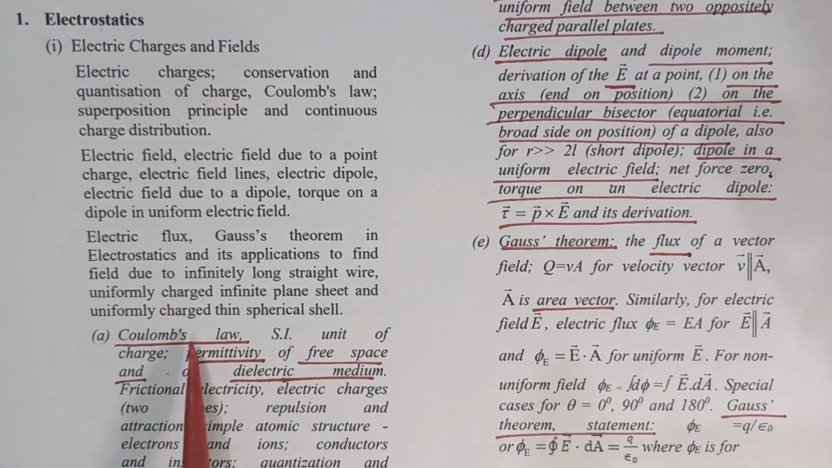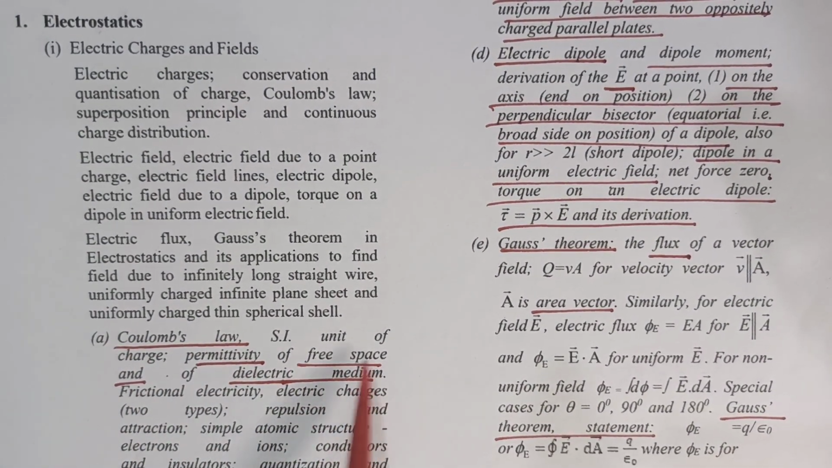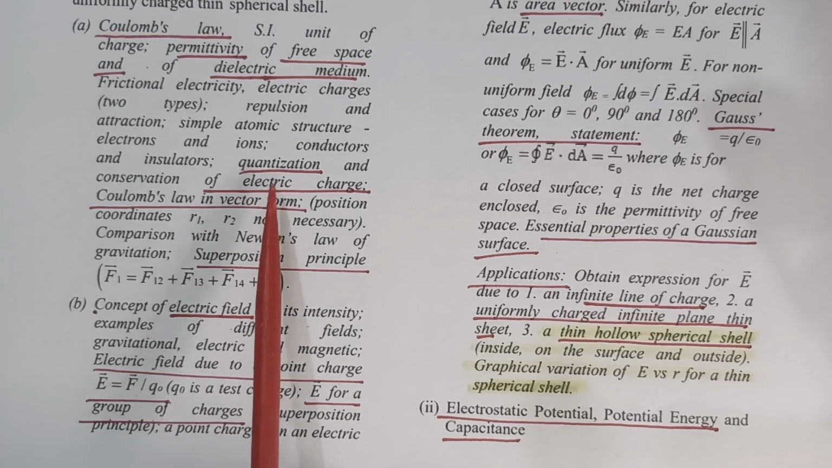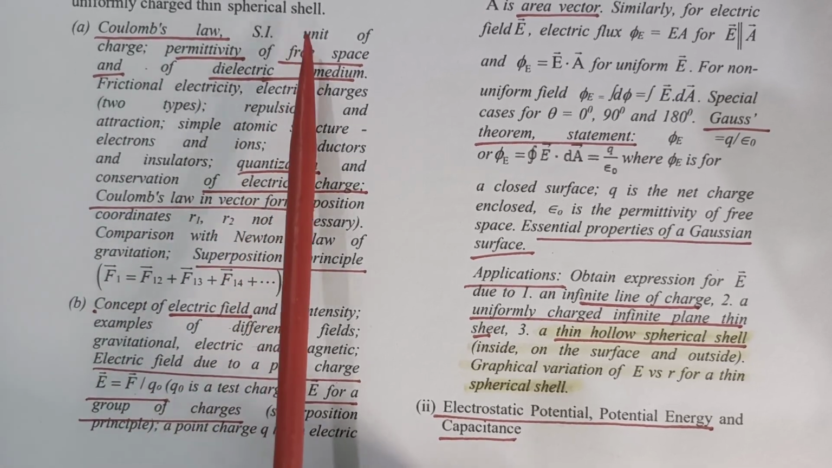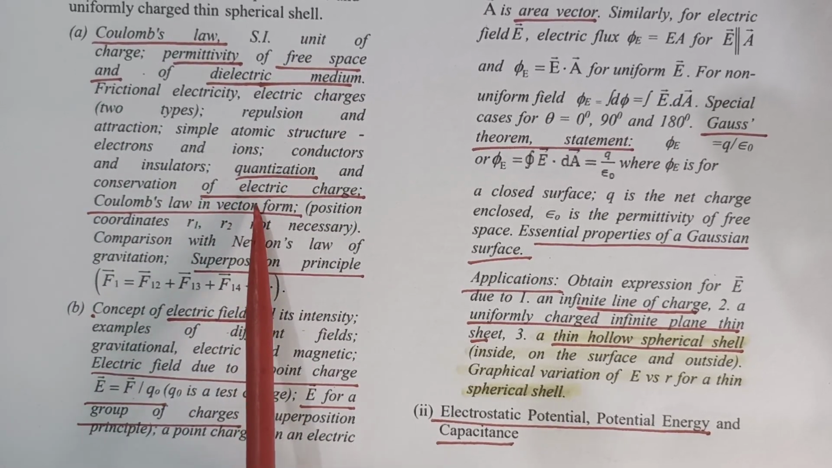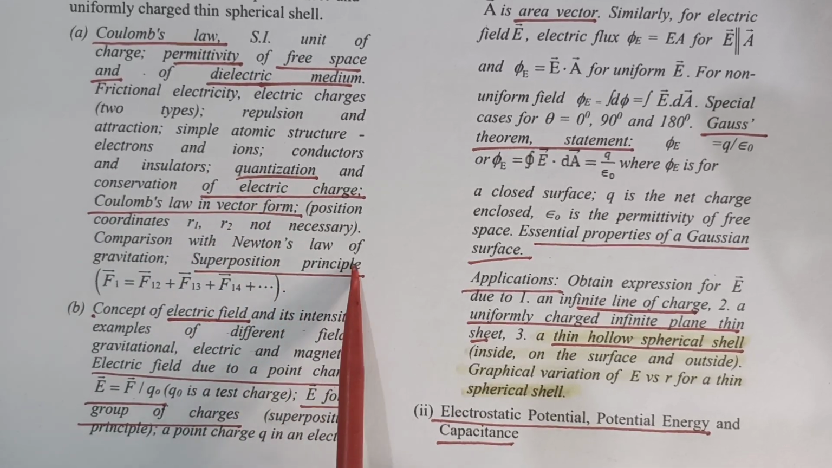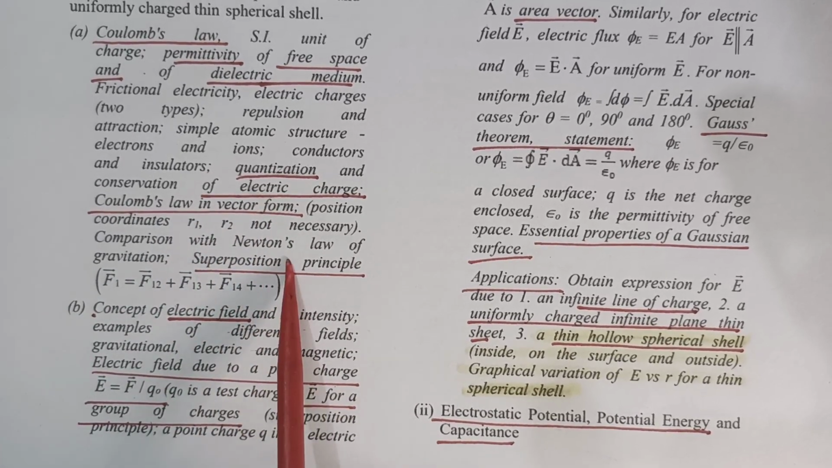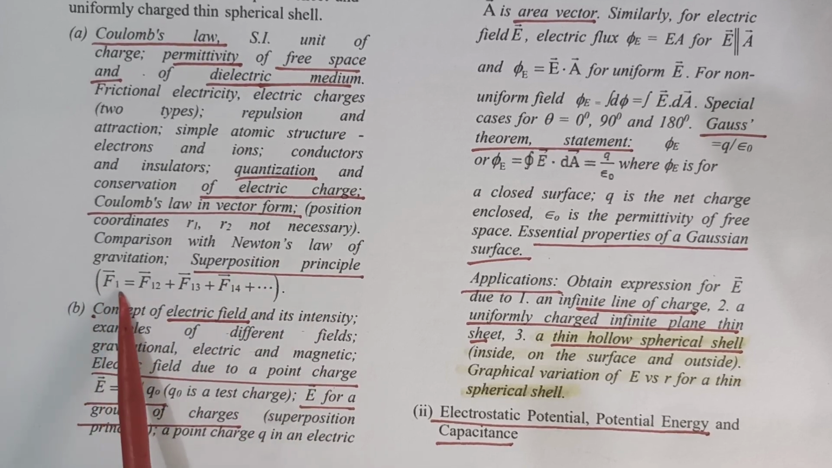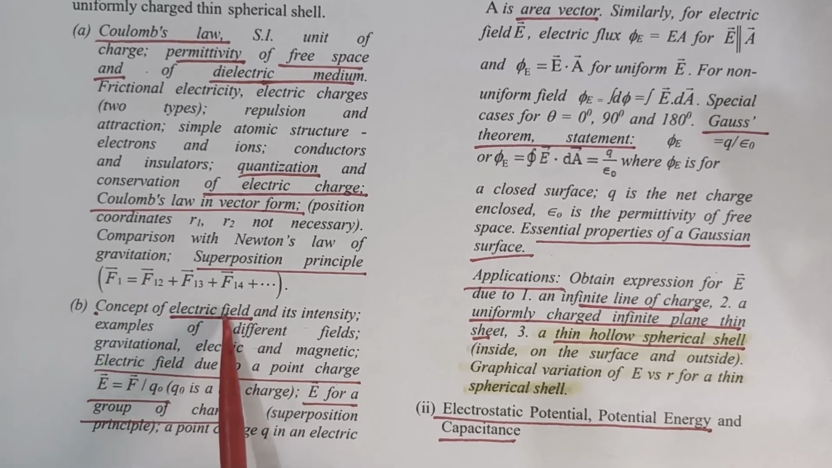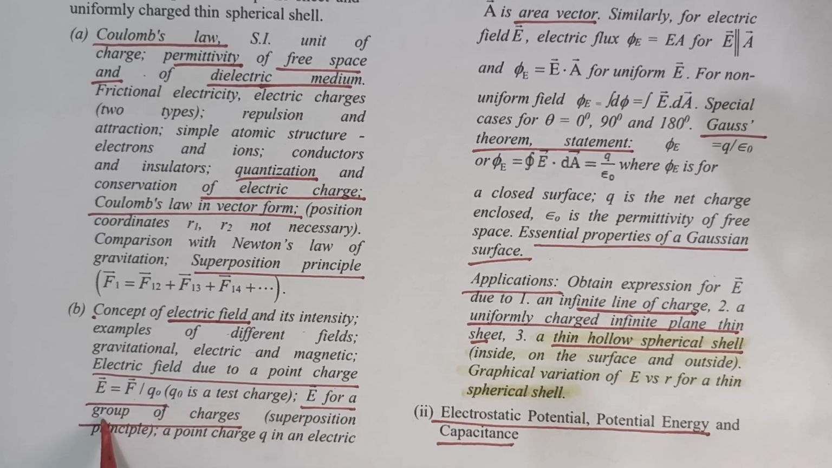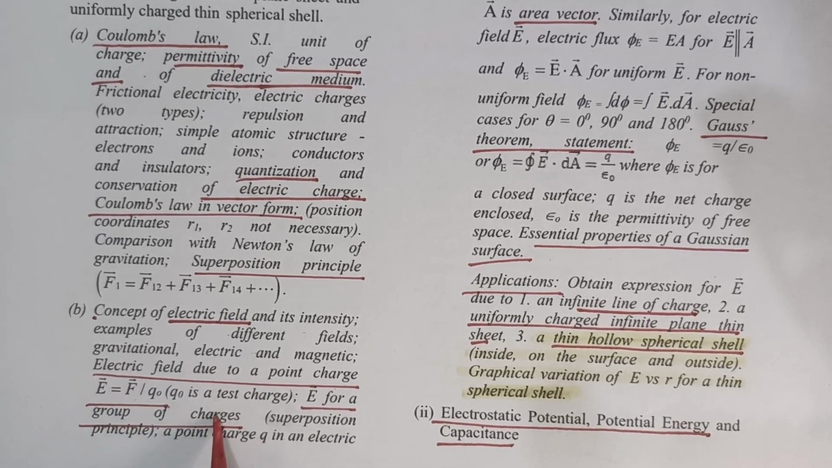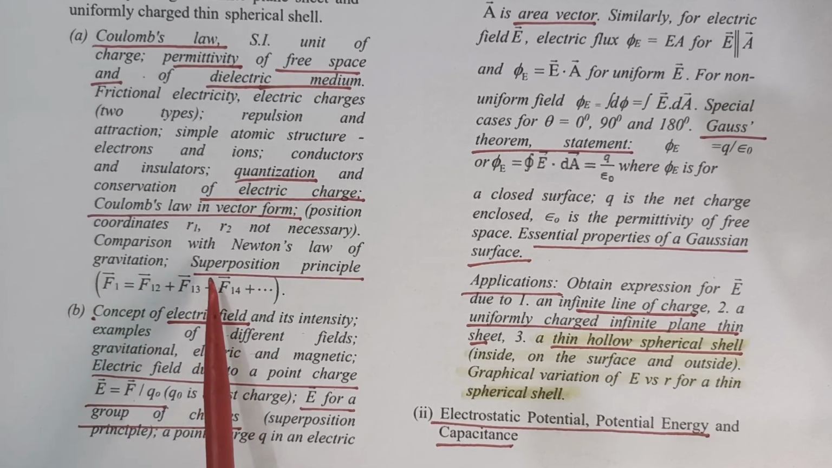Carefully observe Coulomb's law, permittivity of free space, permittivity of a dielectric medium, quantization of charges, and Coulomb's law in vector form. This whole part was earlier also in the syllabus and this year also it is in the syllabus. Then the superposition principle, meaning the force between two or more than two charges using the vector law of Coulomb or the vector property of forces. Then the electric field concept, electric field due to one point charge, then electric field due to a group of charges using the vector property of electric field, which we call the superposition principle.